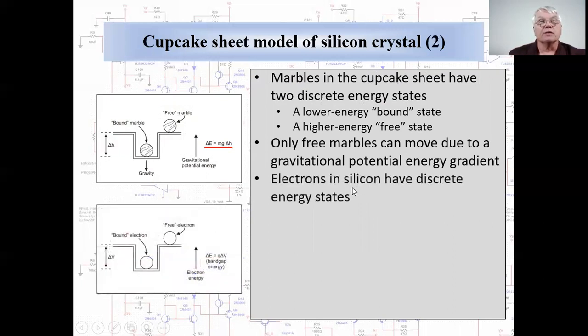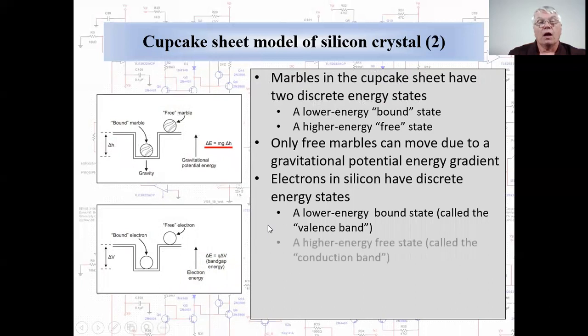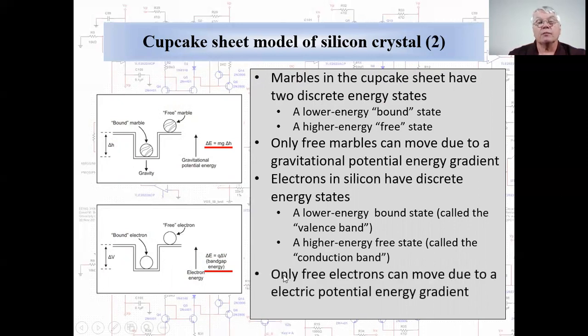Similarly, electrons in the silicon crystal only have 2 available energy states. Lower energy electrons bound in covalent bonds are said to be in the valence band. Higher energy free electrons are said to be in the conduction band. And the difference in the energies between the two is called the band gap. And only free electrons can move in response to an electric field.